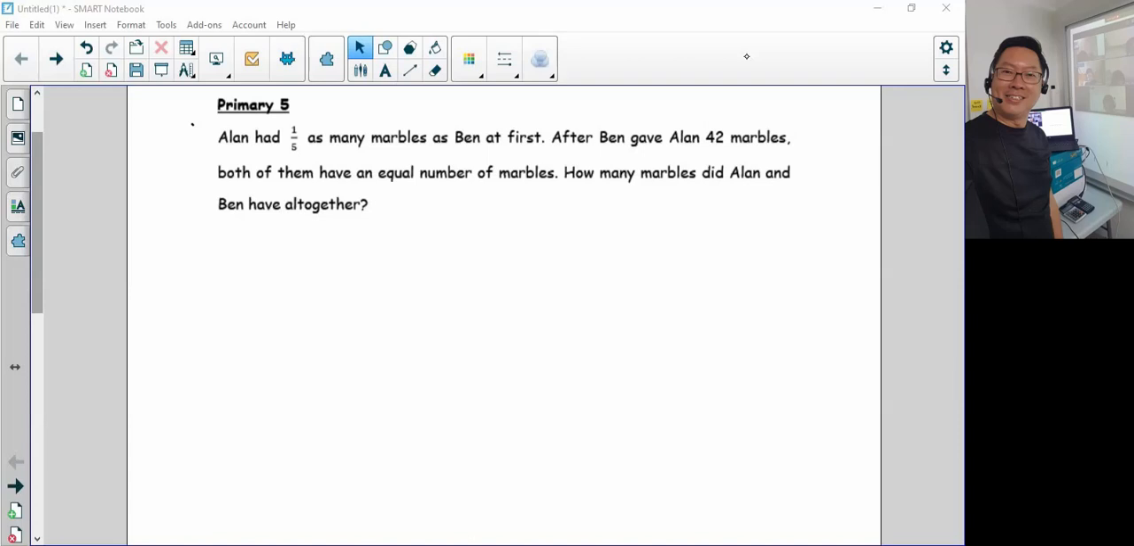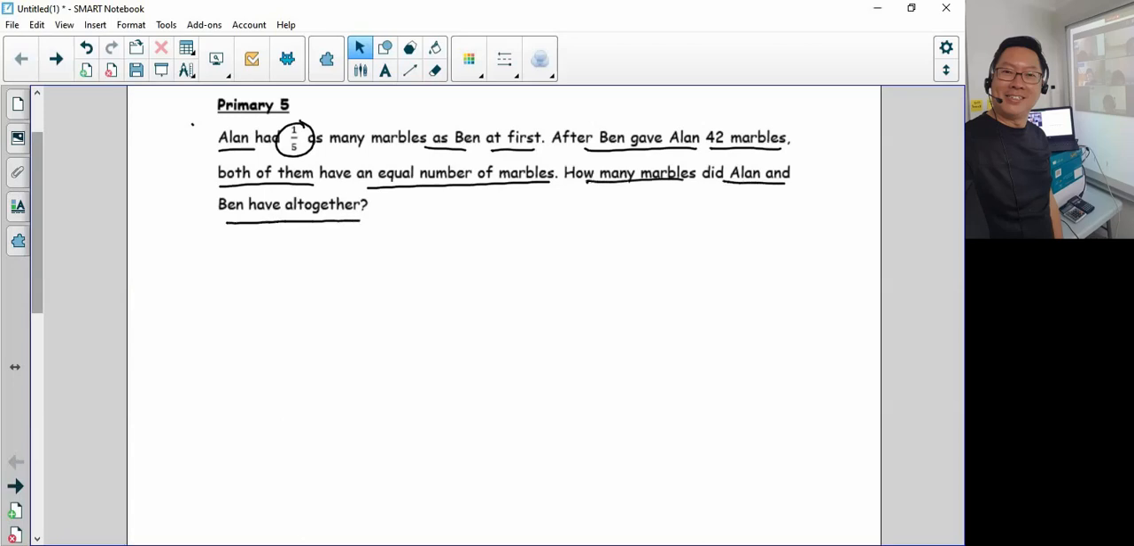So one of the methods that we want to use is called the table method, right? Of course, you won't know what it is until I tell you later. So how to use a table method? All right, so we read the question first. So Alan had 1/5, which is a fraction, right? 1/5 as many marbles as Ben at first. Then after Ben gave Alan 42 marbles, both of them have an equal number of marbles in the end, right? So how many marbles did Alan and Ben have altogether?